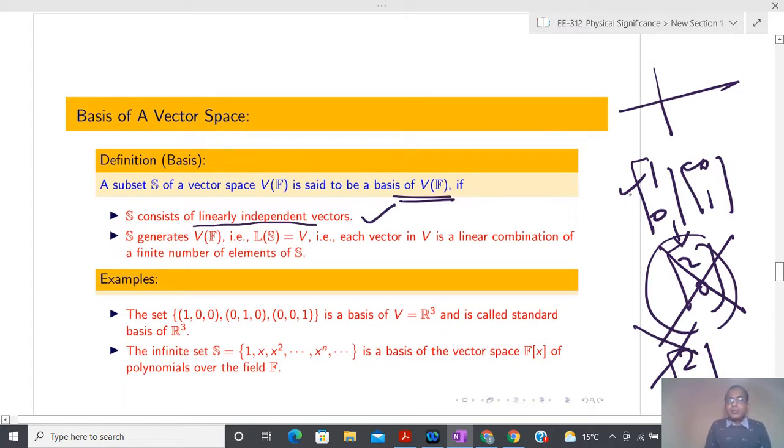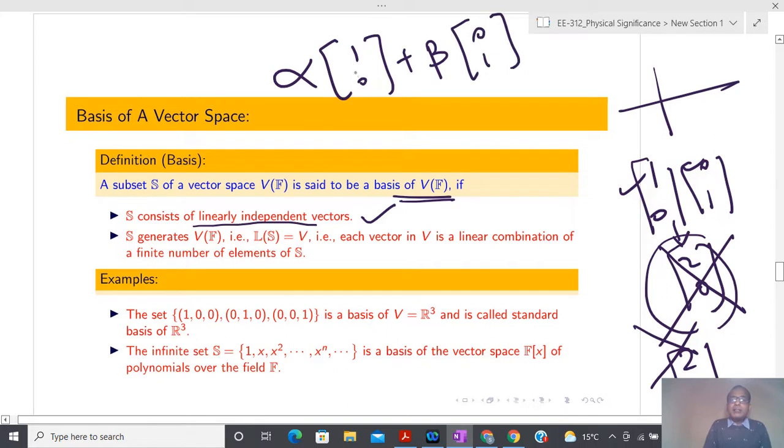So in this particular example, I have selected these two independent vectors. Now if I select an alpha and beta, then I can move anywhere inside this space. So the set (1, 0, 0), (0, 1, 0), (0, 0, 1) is called the basis. Obviously these are all linearly independent.